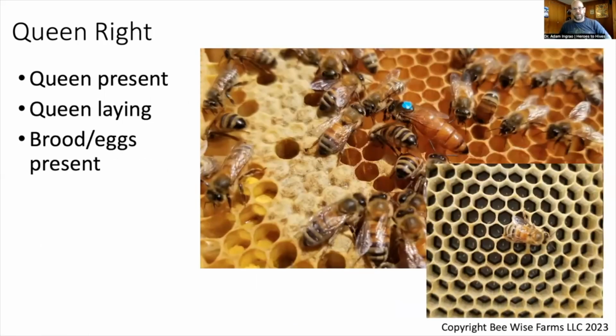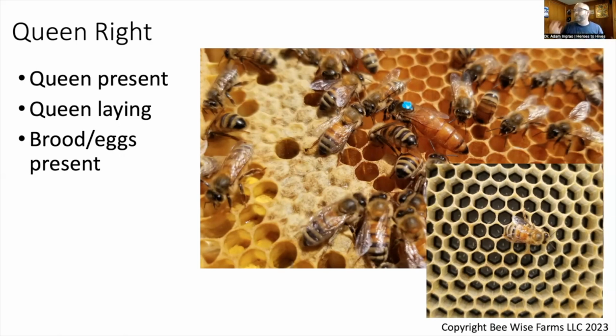So let's talk about being queen right. This is a term that you're going to hear a lot in this course and throughout your beekeeping career. And essentially what it means is that we have a fully functioning, healthy colony that has a queen present, that's laying, we have brood and eggs present. So it means that we are queen right.